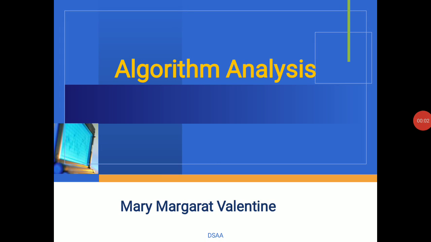Hello everyone. Today we are going to discuss algorithm analysis. In the last lecture we saw what data structures are. Data structures means organizing the data in some structured format. We also saw what linear data structures and non-linear data structures are.